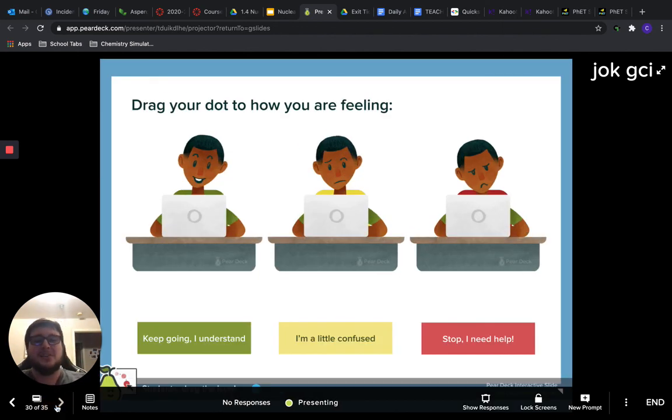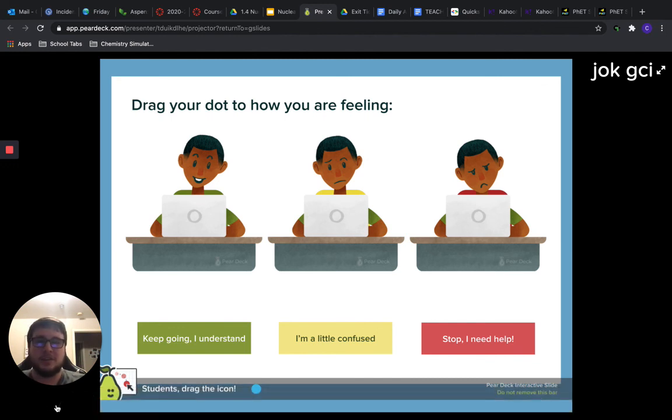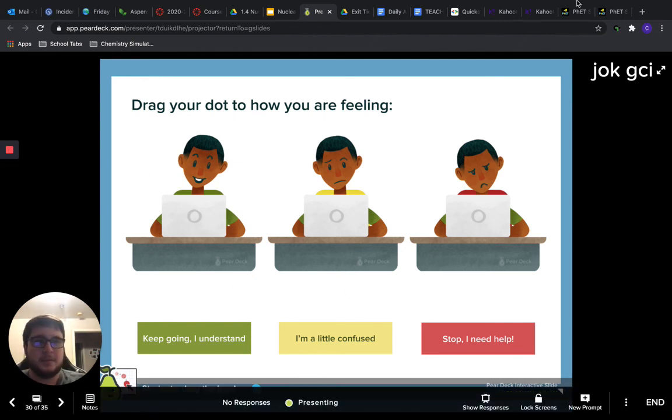All right, so that is it for this lesson. I just wanted to show the different types of radiation and talk about those and distinguish between those three. So go ahead and give me your dot. Tell me how you're feeling. And while you're doing that, I want to show you a couple of PhET simulations that I found.